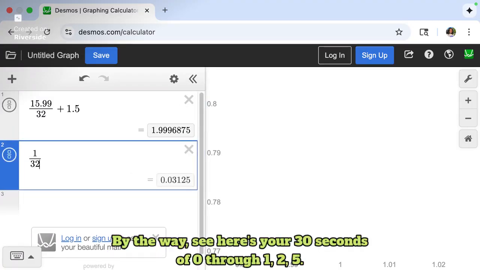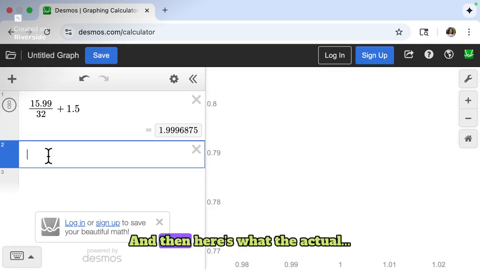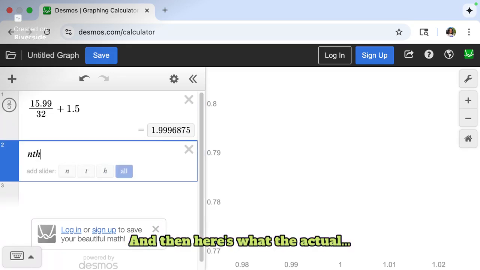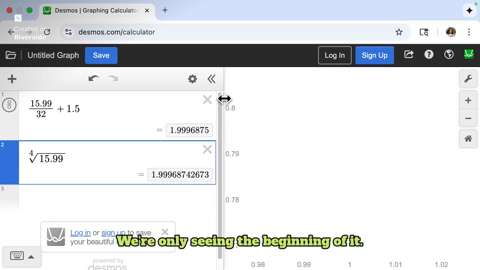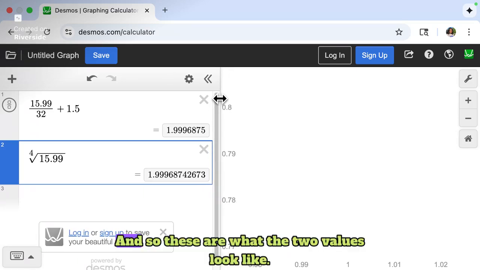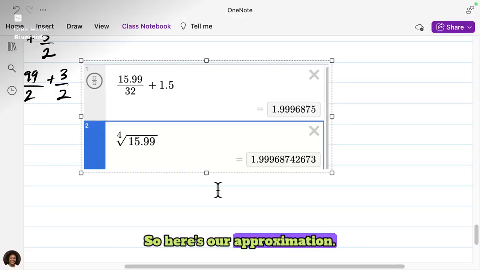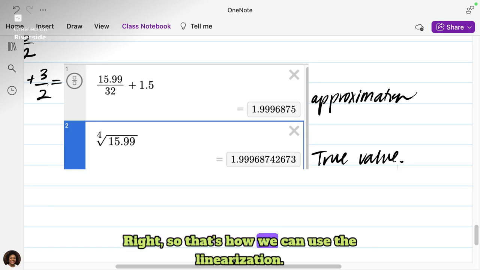By the way, see, here's your 30 seconds with 0 through 125, right? So this is what we have as our approximation. And then here's what the actual, and remember, this decimal goes forever. We're only seeing the beginning of it. And so these are what the two values look like. So here's our approximation, and this is our true value. Right, so that's how we can use the linearization.